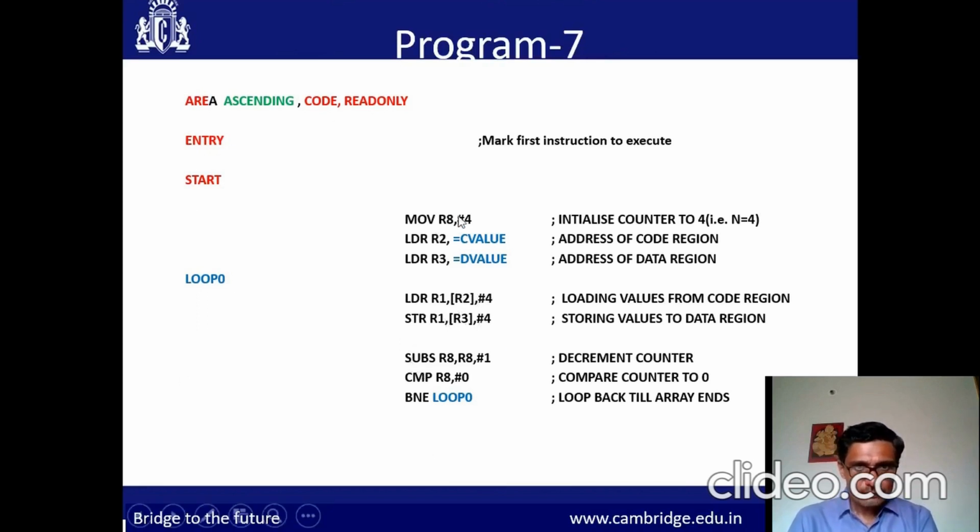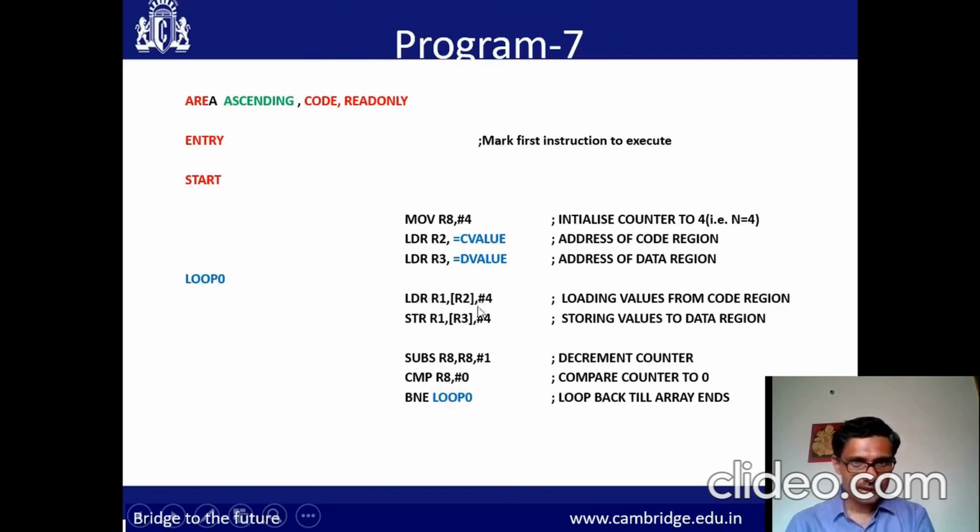Then we have used R8 as a counter. Decrement the counter value by 1. Then check whether R8 has reached 0 or not. If it has reached 0, it means we have copied all the data from C value to D value. If R8 has not reached 0, that means you have to repeat the loop. The loop will go to here. Loop 0 is a label I have used here, so it goes to here.